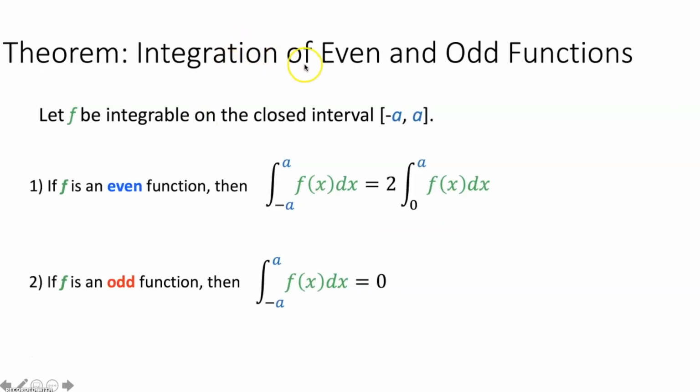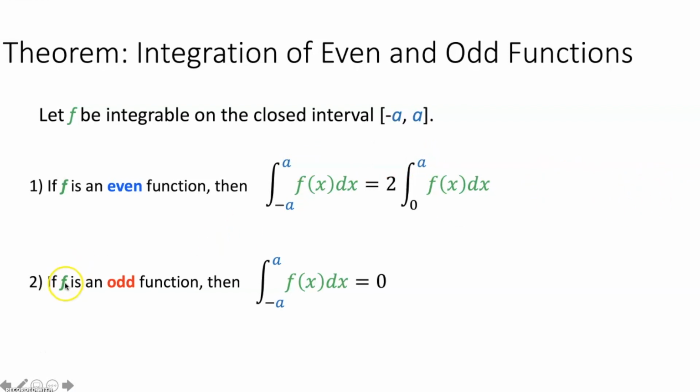Now let's talk about the integration of even and odd functions. So this says let f be integrable on the closed interval from -a to a. If f is an even function, then the integral from -a to a of f of x dx is equal to 2 times the integral from 0 to a of f of x dx. Now this makes a lot of sense because if you think about what an even function looks like, remember if you plug in some x value to an even function and then pick the opposite x value and plug that into an even function, you should get the same exact y value, meaning they're going to be symmetric on either side of the y-axis. So all you have to do is find the integral or area under the curve from 0 to a and then multiply that by 2 because it'll be the same exact area on both sides of the y-axis.